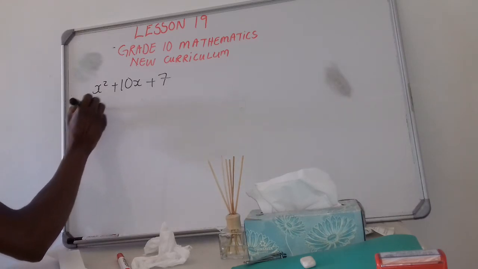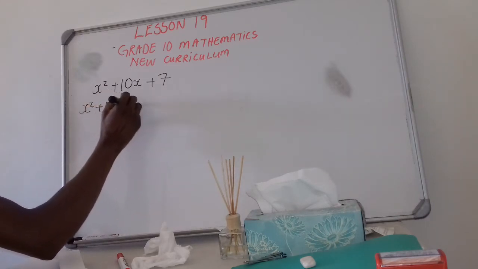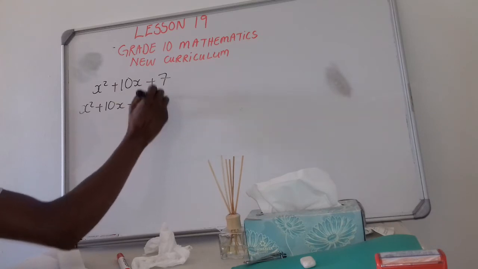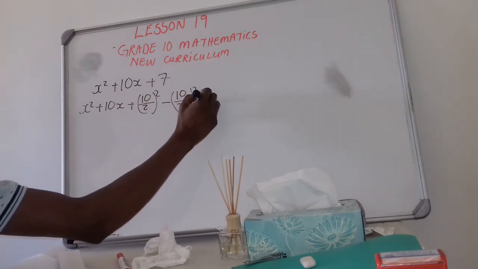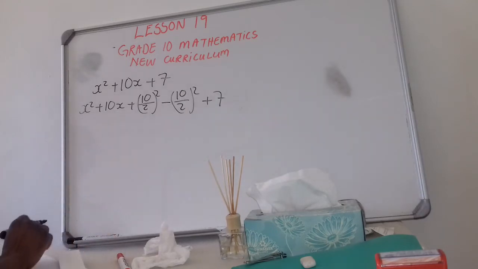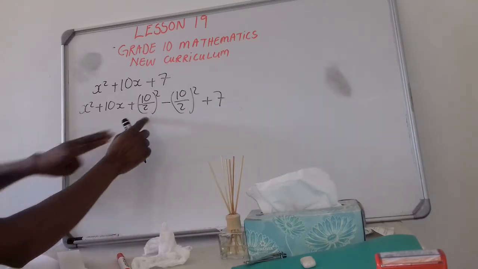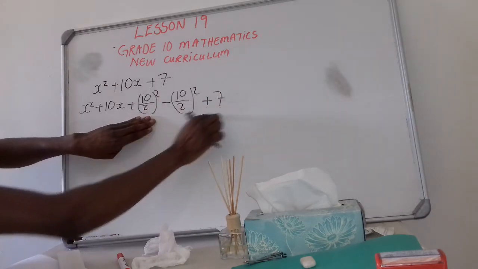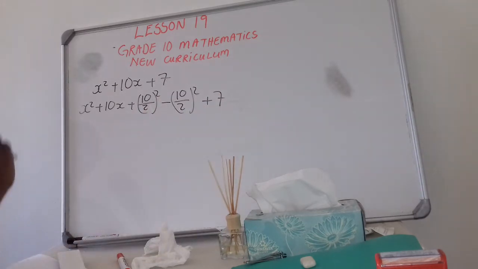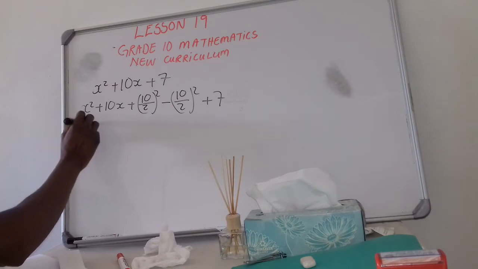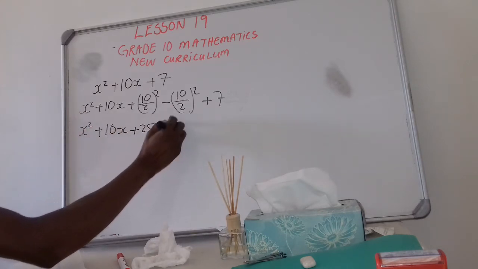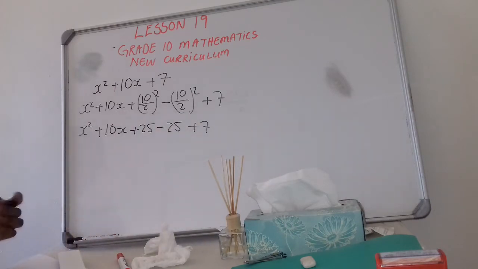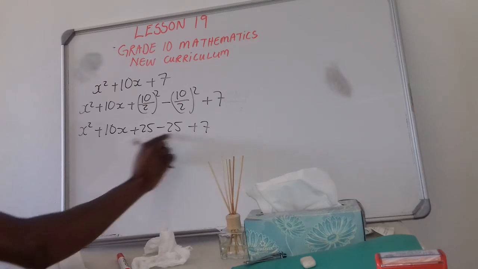So we say x squared plus 10x plus (10 over 2) squared minus (10 over 2) everything squared plus 7. What I'm trying to do is to have 1, 2, 3 terms factorizable, and this I will simplify as one term. So I have x squared plus 10x plus 25 minus 25 plus 7. If you look at these two terms, they will just cancel each other.